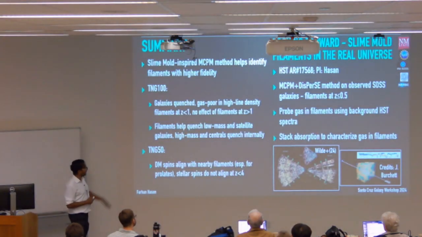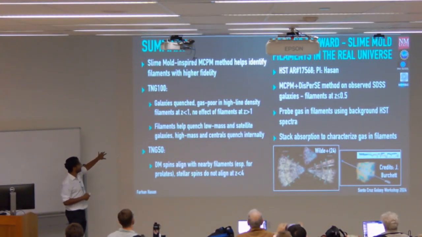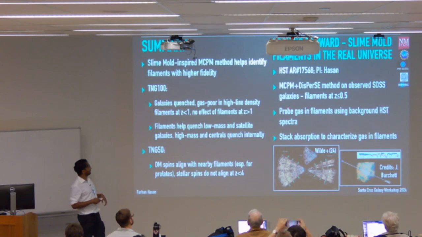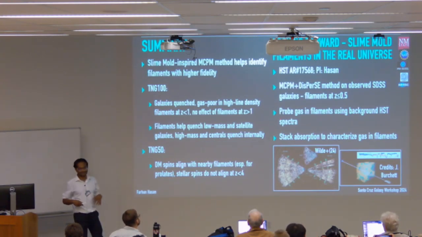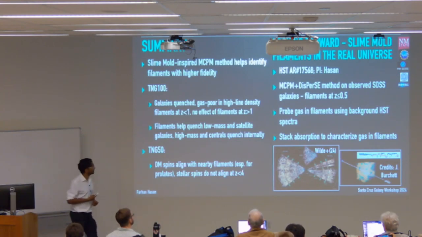Okay, so I will leave a summary of my talk here on the left and advertise that we're actually applying this method to observations, in an HST archival program that I'm leading. Basically, the idea is to apply this to SDSS, which is what we're doing, to identify filaments at redshift 0.5, and then we would probe the gas of the filament using background HST quasar spectra.